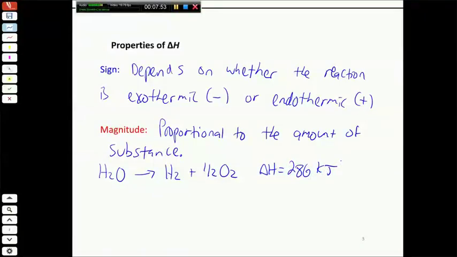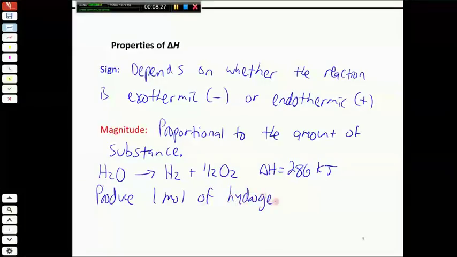When you see it written like this, what this means is that for every 1 mole of water we decompose to make 1 mole of hydrogen and 1/2 mole of O2, there's going to be 286 kilojoules of heat that need to go into that. So it requires 286 kilojoules to decompose 1 mole of water into its elements. That's what this chemical equation says. Now, the point I'm going to make here is that this value of 286 kilojoules applies specifically to when we're producing 1 mole of hydrogen, or alternatively decomposing 1 mole of water.